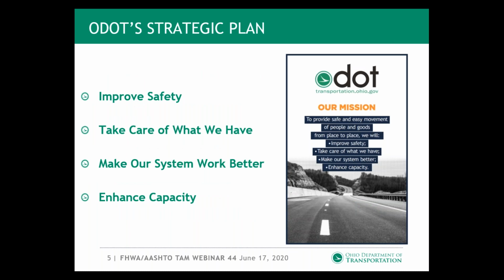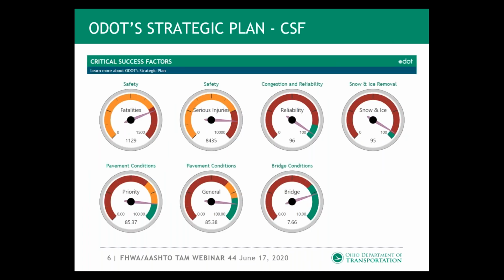But where it starts is with our strategic plan. Starting from executive management and developing that strategic plan, this is where the base of it all begins. For us currently, it's improving safety, taking care of what we have, making our system work better, and then enhancing our capacity. So obviously that's a broad picture of where we start.